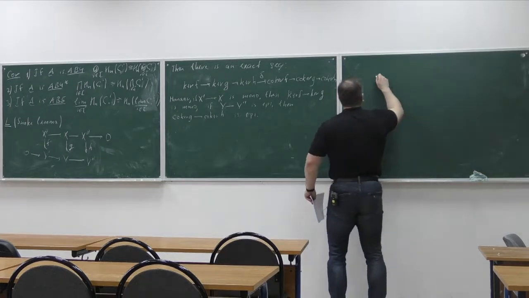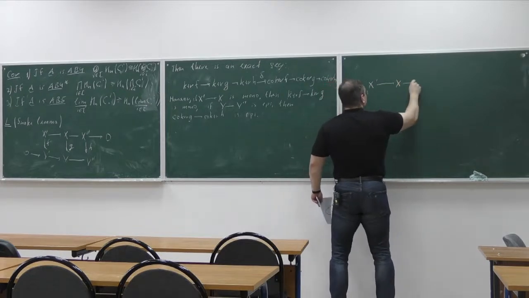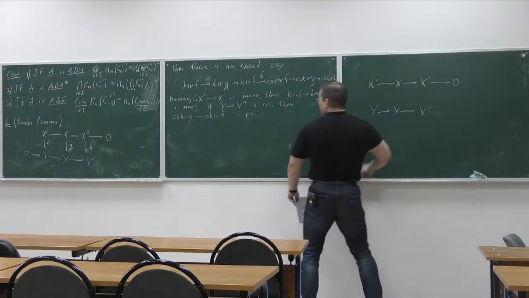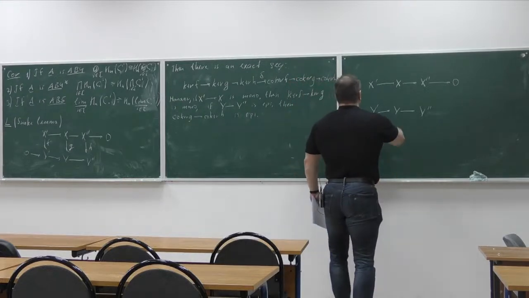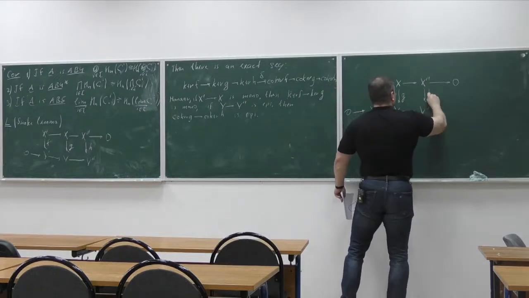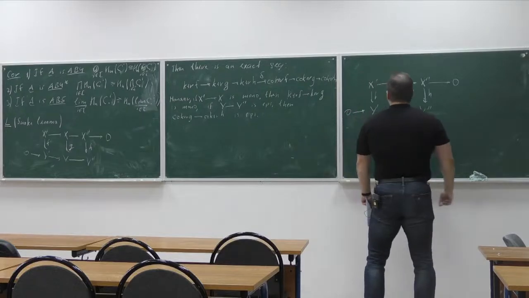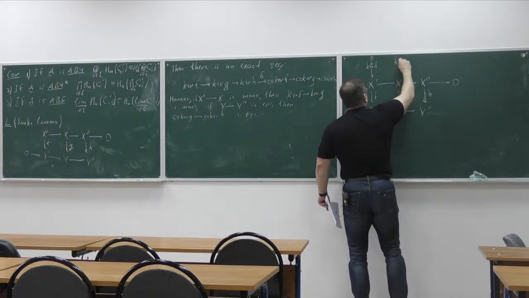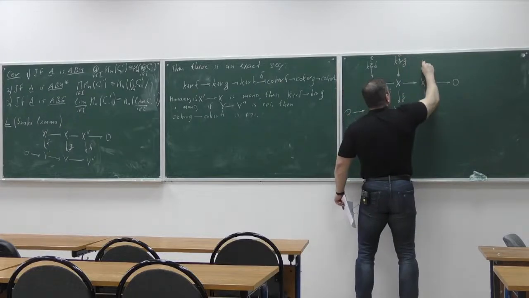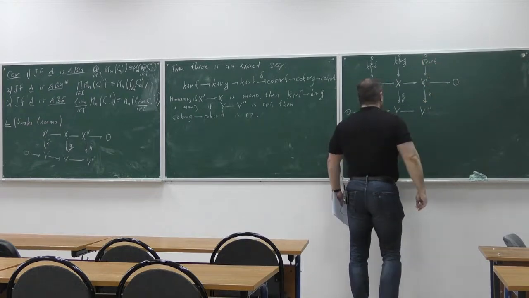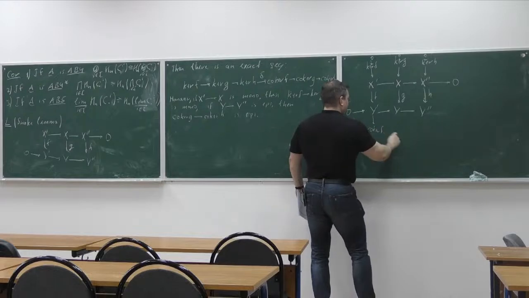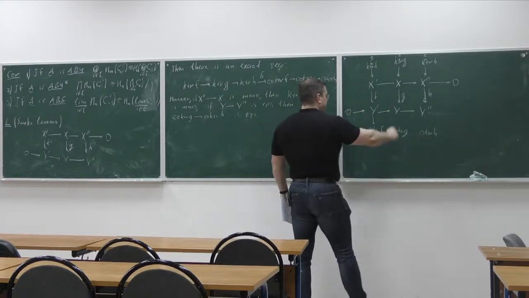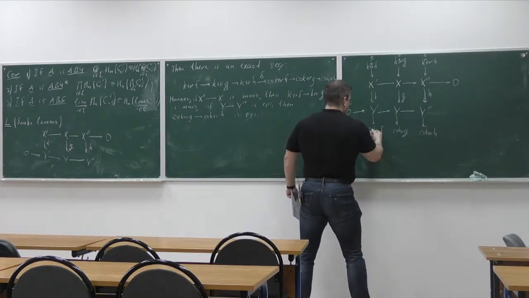So let me draw this diagram one more time. I have x prime, x double prime, 0, y prime, y double prime, h. Okay, so here I have the kernel of f, which is a sub-object in the x prime. Then I have the kernel of g, kernel of h. Here I have co-kernel of f, co-kernel of g, co-kernel of h.